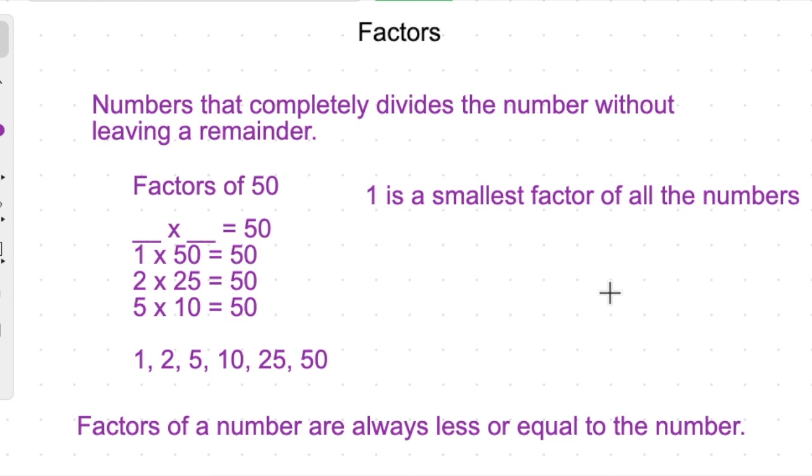Now, can you tell me, children, which number is the highest factor of a number? It is always the number itself. When we are finding factors of 50, 50 is the greatest number that is a factor of 50. When we are talking of 38, 38 is the greatest factor of 38. When we are talking of 96, 96 is the greatest factor of 96. So always remember, children, factors of a number are always less than or equal to the number, and 1 is the smallest factor of all the numbers.